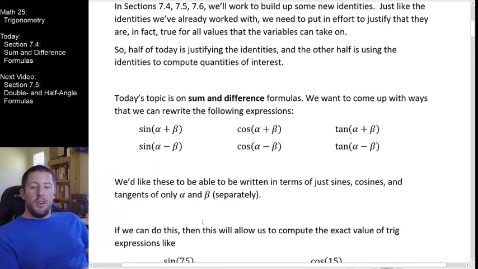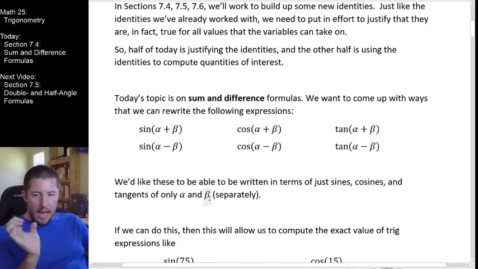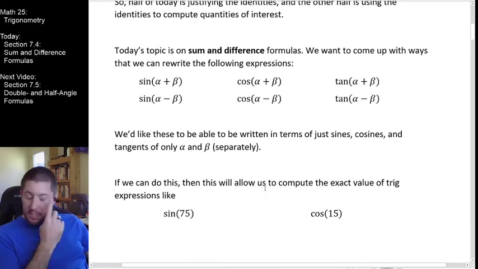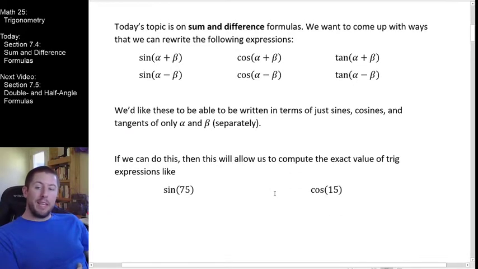So we'd like these to be able to be written just in terms of sines, cosines, tangents of only alpha and beta, separately, not collectively, like alpha plus beta, alpha minus beta, stuff like that. If we can do that, then you should notice that this is going to give us the ability to come up with exact values of some more trig expressions, things that we weren't in the past able to rewrite, right?